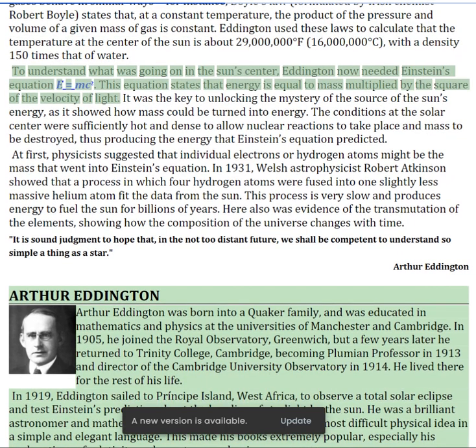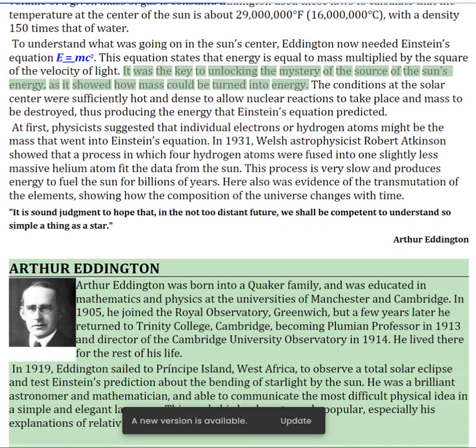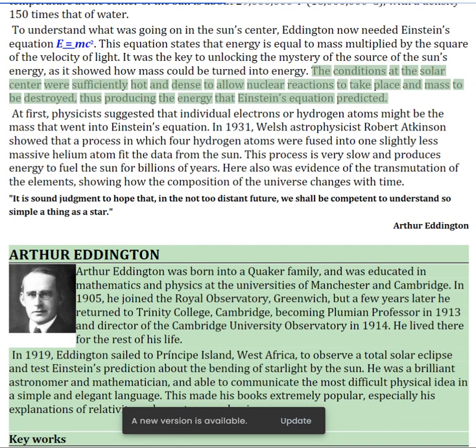To understand what was going on in the Sun's center, Eddington now needed Einstein's equation E equals mc squared. This equation states that energy is equal to mass multiplied by the square of the velocity of light. It was the key to unlocking the mystery of the source of the Sun's energy, as it showed how mass could be turned into energy. The conditions at the solar center were sufficiently hot and dense to allow nuclear reactions to take place and mass to be destroyed, thus producing the energy that Einstein's equation predicted.